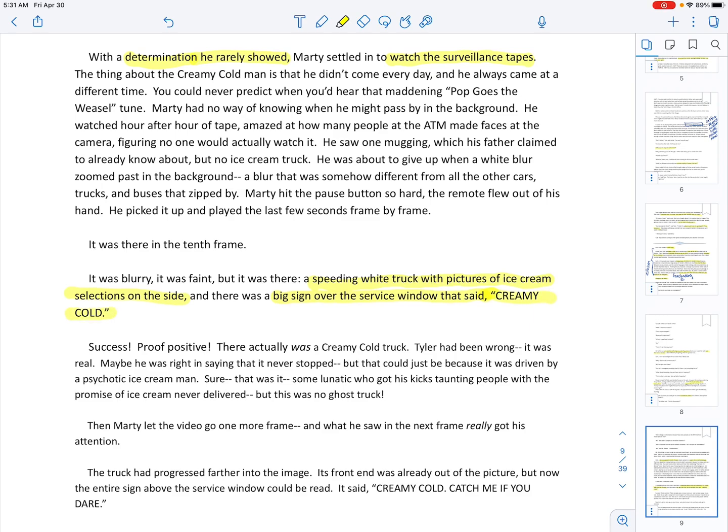So now he's got visual evidence, right? He's got actual proof that what Tyler said isn't necessarily accurate. There is some substance, some actual living truck that's going around their neighborhood.